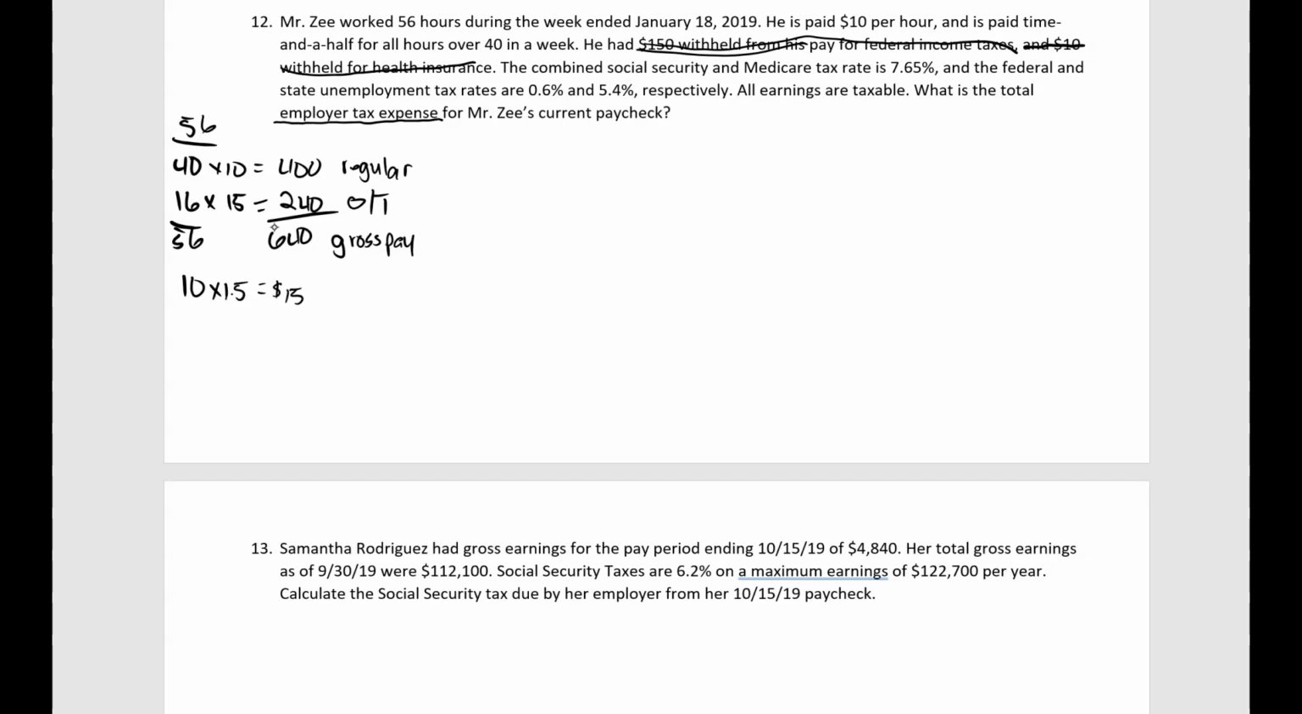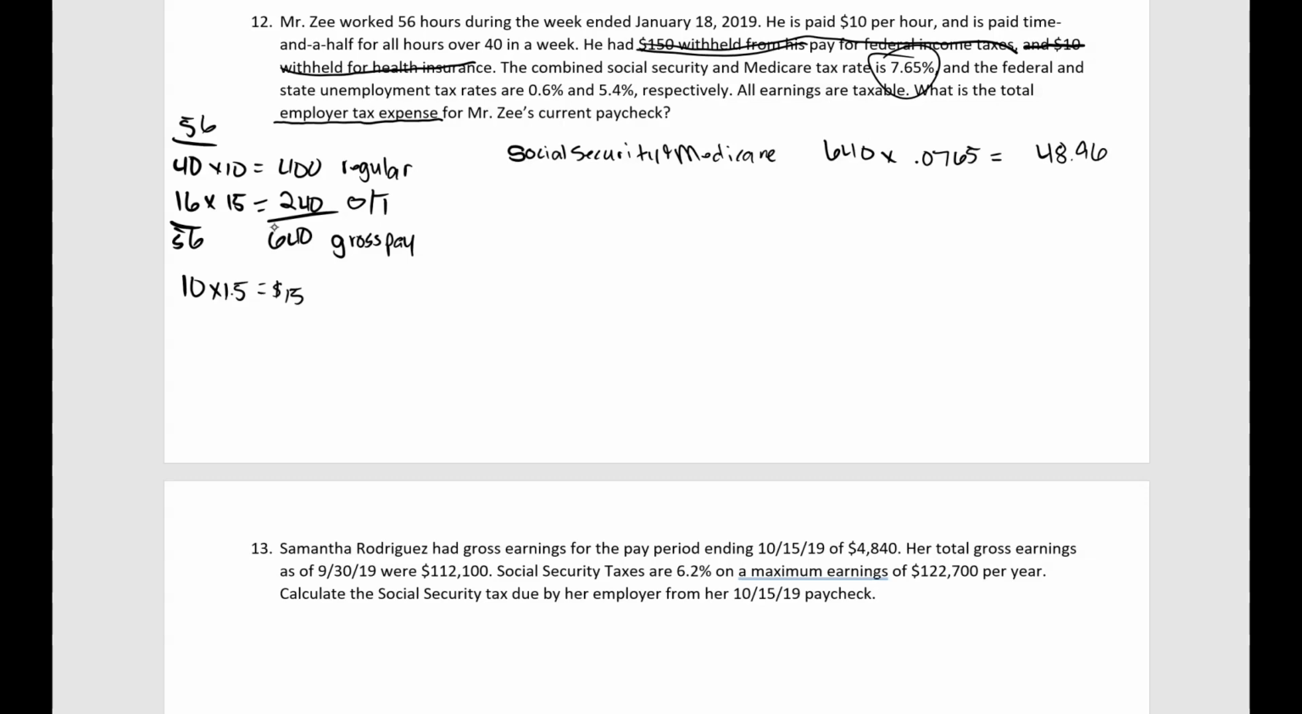And, okay, so Social Security, the employee does pay, but the employer matches it. So let's look at that. Social Security and Medicare. Take his $640 and multiply it by 0.765. And that's $48.96.